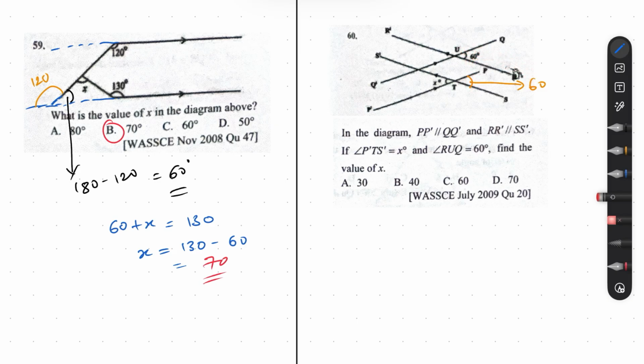Then finally, we can have vertically opposite angles. So this angle and this angle will be the same. That means x is equal to 60. X equal to 60, which is C. Cool. I think we'll have to end here for now.